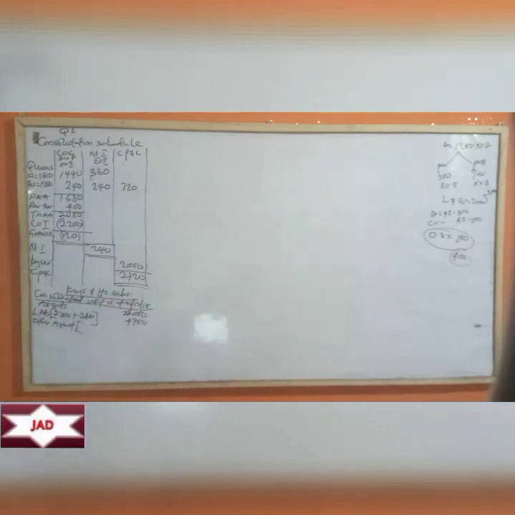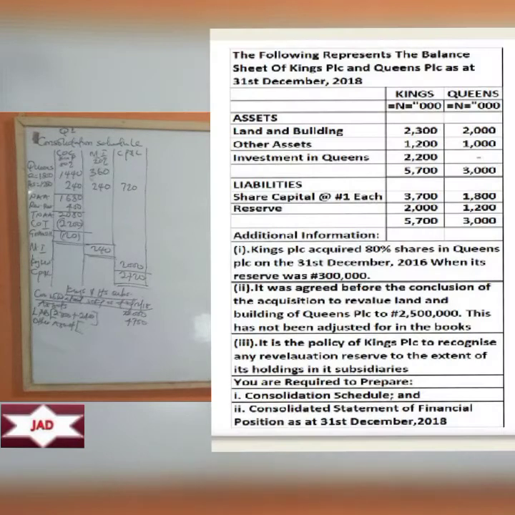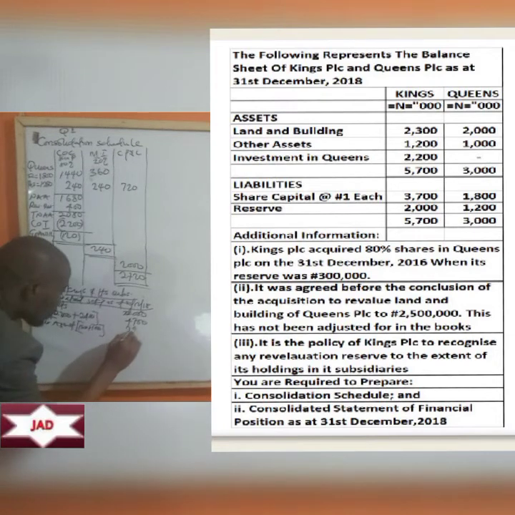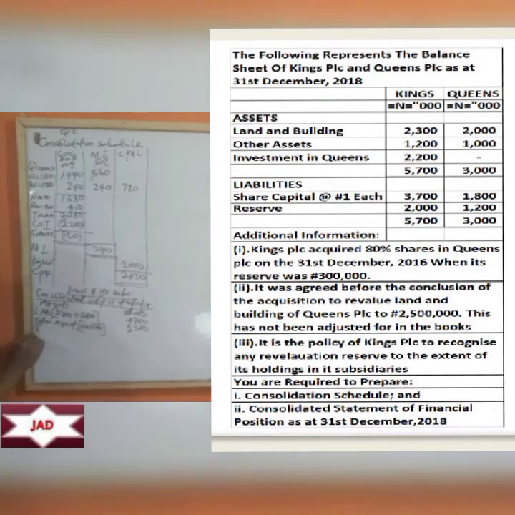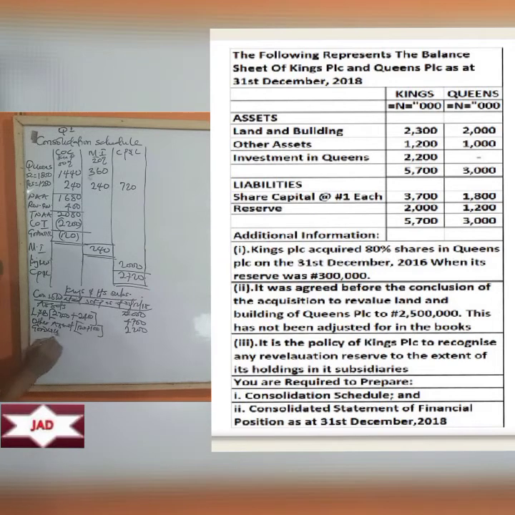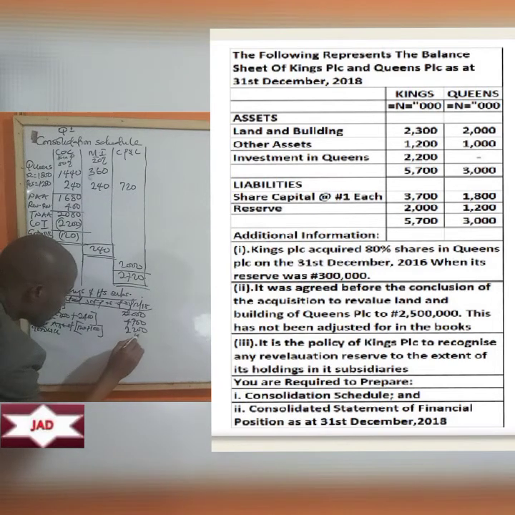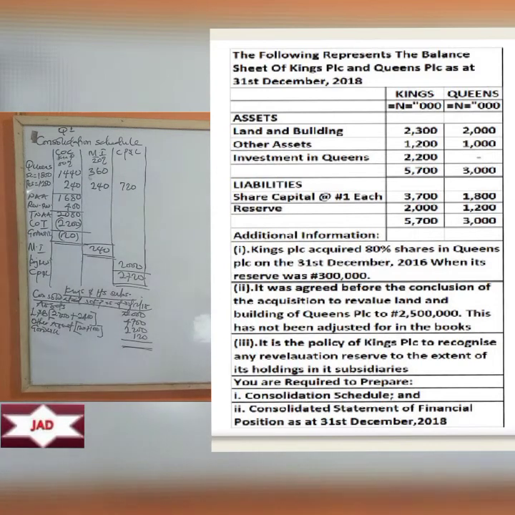So we have other assets. What's other asset there? We have 1,200 plus 1,000. That will be what? 2,200. What's the goodwill? 120. So what do you have? 4,700 plus 2,200 plus 120, 7,020.